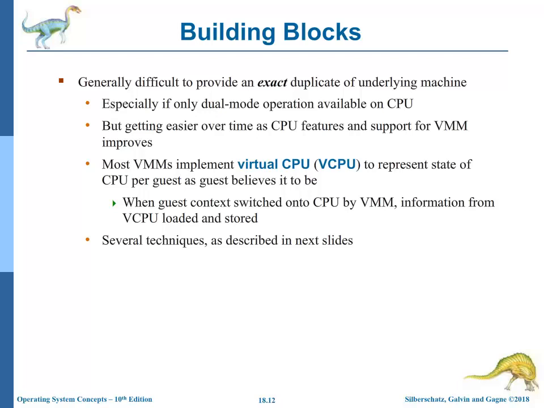For each guest, the virtual machine maintains a vCPU representing that guest's current CPU state. When the guest is context switched on a CPU by the virtual machine, information from the vCPU is used to load the right context, much as a general-purpose operating system would use the PCB.